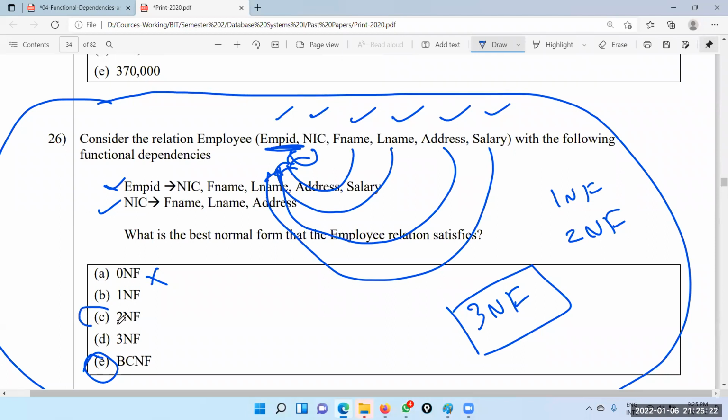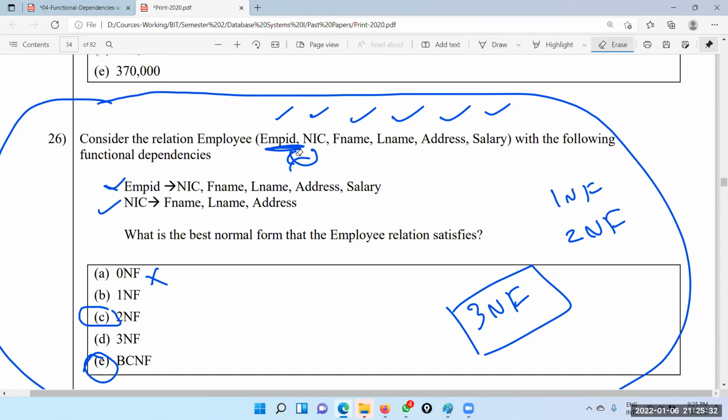2NF C ගත්තේ කොහොමද? දැන් third normal form එක violate කරලා තියෙනවද කියලා? බලන්න මෙන්න මේ වෙනුත් බලන්න ඕන. Employee ID determines NIC, first name, last name, address, salary. That is fine. Then they say NIC determines first name, last name, and address. එහෙම උනා කියලා ප්‍රශ්නයක් නැහැ නේ.